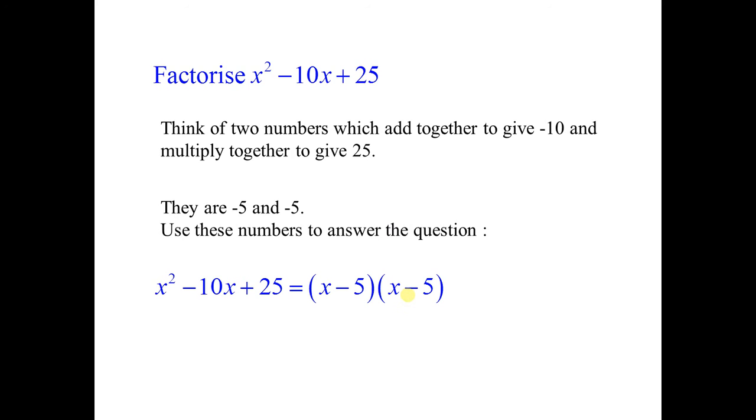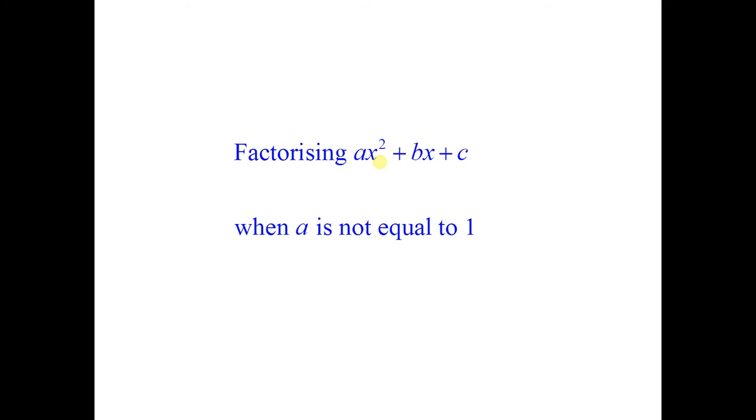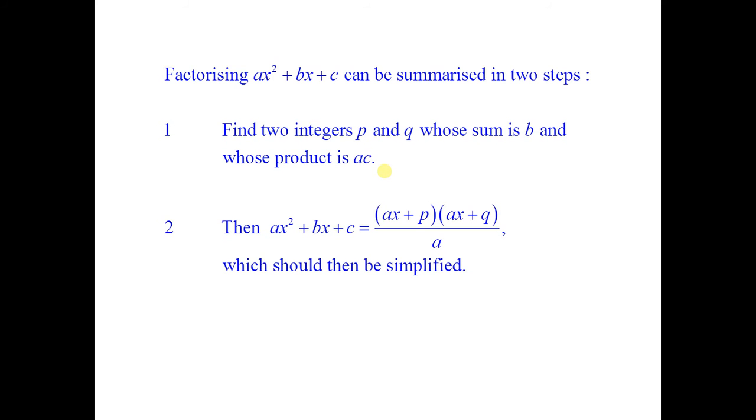Good. Now let's have a look at this sort where a is not 1. The coefficient of x squared is not 1. What do we do then? Right, if you look at this horrendous looking thing, it looks complicated but actually isn't. To factorize this, ax squared plus bx plus c, you need to find two integers. Integers are whole numbers, called p and q, whose sum, when you add them, you get b, and when you multiply them together, you get a times c. Once you've done that, you can put them into this formula. Horrendous looking thing, maybe, but much easier with examples.